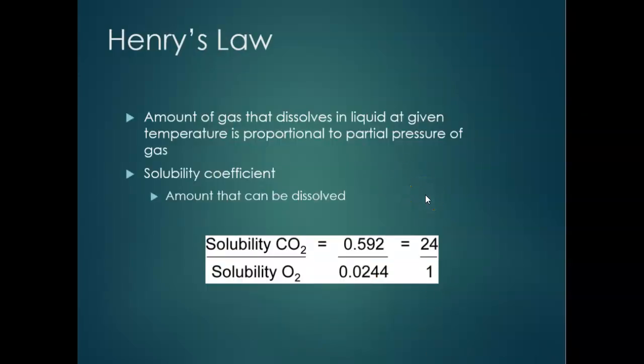Okay. So another thing that's going to affect our diffusion, or how much oxygen and CO2 can be in our blood, is Henry's law. That is talking about the amount of gas that dissolves in a liquid at a given temperature. The amount of gas that dissolves in a liquid is going to be proportional to the partial pressure of the gas.